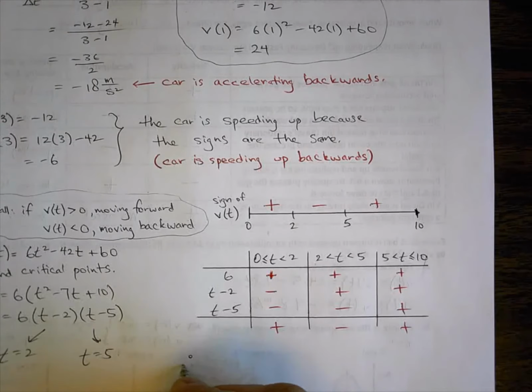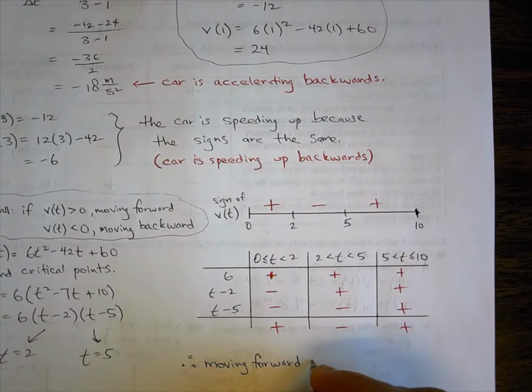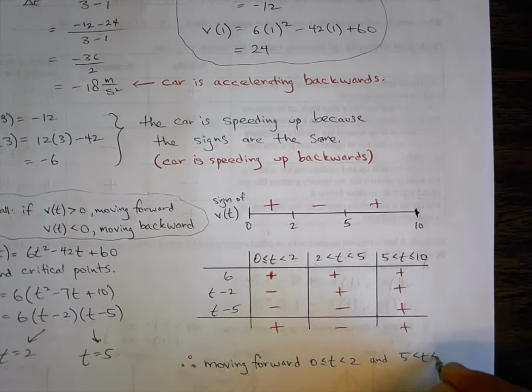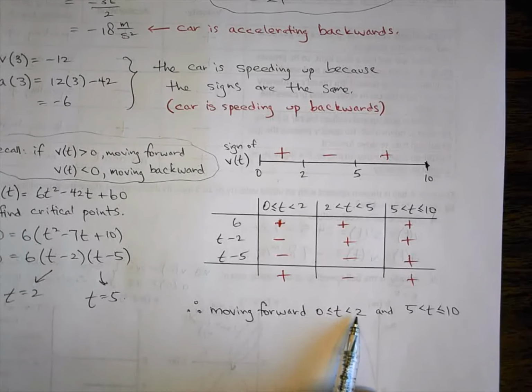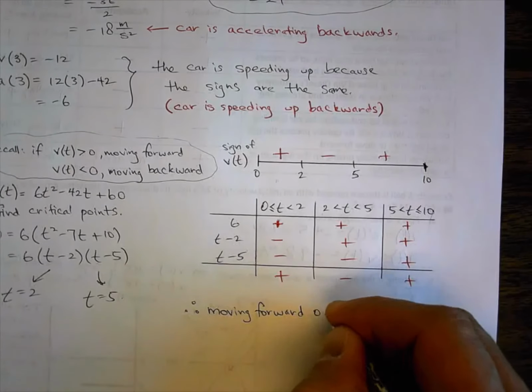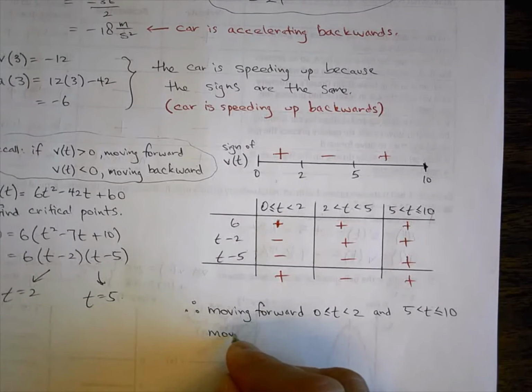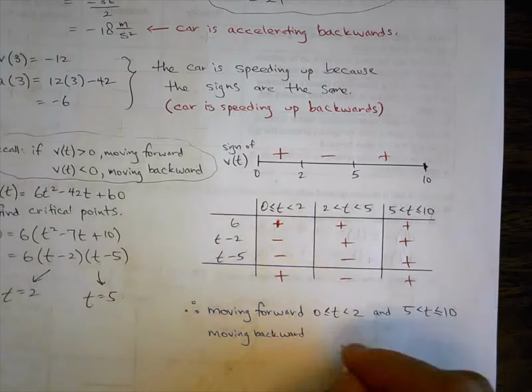Therefore, again, just like the curve sketching unit, the car is moving forward. It's positive between 0 and 2 seconds and 5 and 10 seconds. Just a note, remember you can't include 2 because we know it's stationary at 2. It's a transition point, so it's not included. But 0 is included because it's not a critical point. It's moving backwards between 2 and 5.